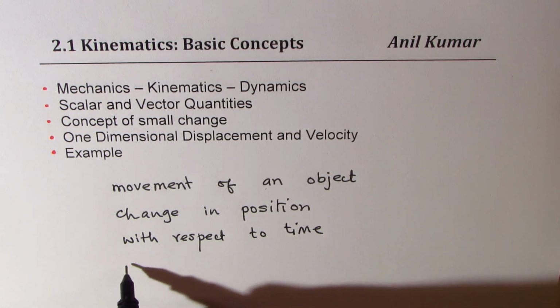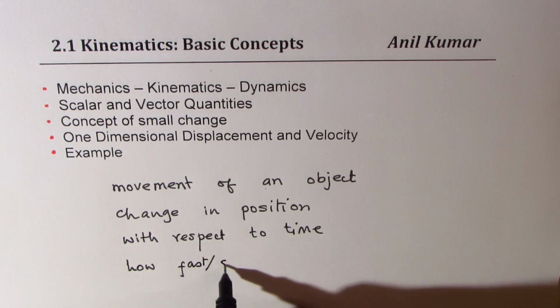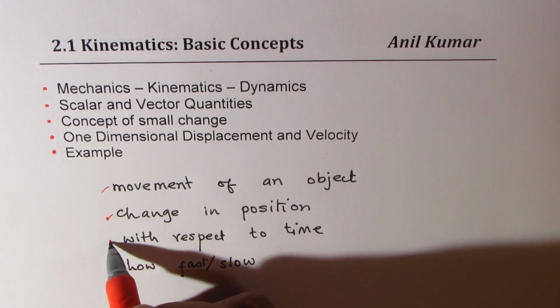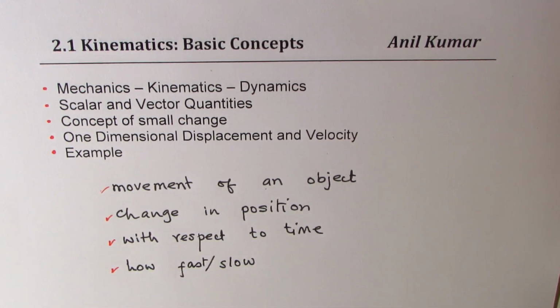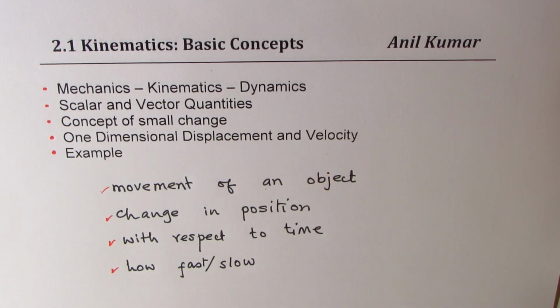Then how fast or slow it is. That brings speed and velocity into consideration. So that is what we are going to look into as we move along, correct? We'll not look into the cause of movement, which will be covered in dynamics. And the question for you here is that if the object is not moving, can we consider that to be a movement, right? So that is an idea to think about.